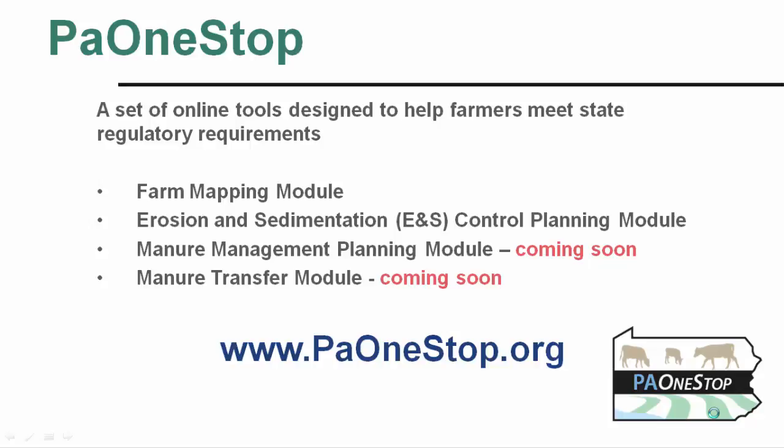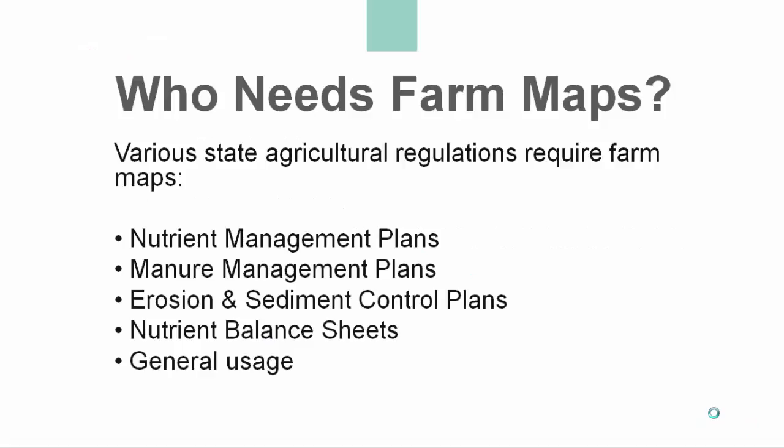PAOneStop is a set of online tools designed to help farmers meet state regulatory requirements. It currently consists of a farm mapping module and an erosion and sedimentation control planning module. Two additional modules are currently under development, a manure management planning module and a manure transfer module. You can visit the website at www.paonestop.org.